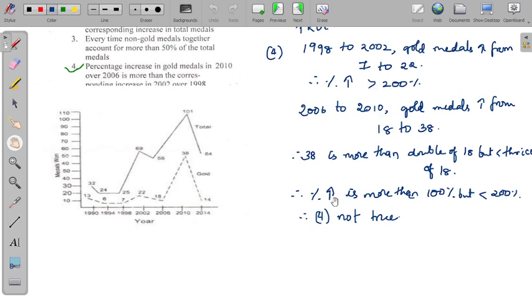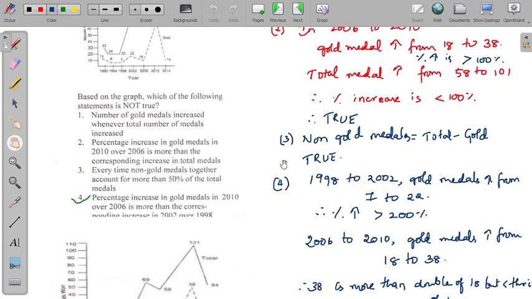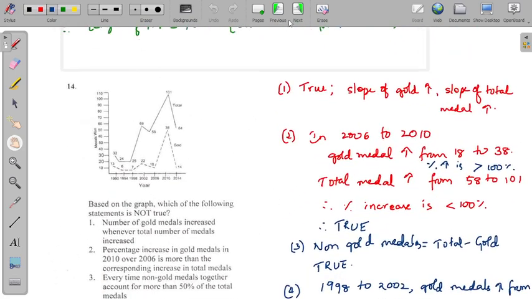So this option becomes false. This is not true. So that is how to analyze each and every option for this 14th question.